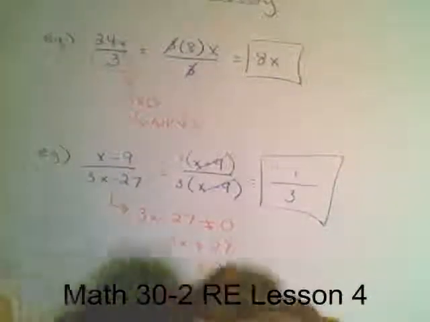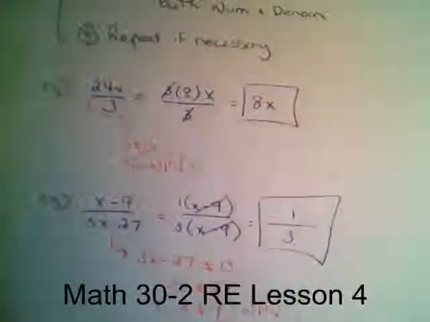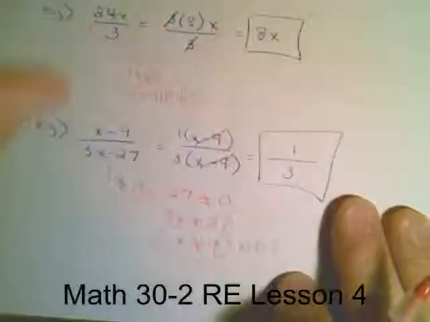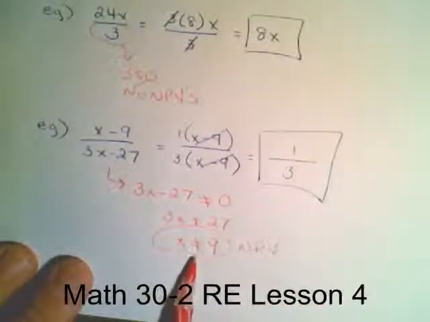Okay? And so you move the 27 over. 3x cannot equal positive 27. Divide by 3, x cannot equal 9. This is your non-permissible value, 9.